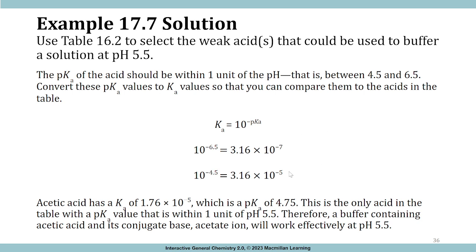Okay, so we got these values. They're 10 to the negative 5, 10 to the negative 7 here, and then times 3.16, which is that 0.5. We're going to look at that table, and acetic acid falls within that. So acetic acid is going to be okay. It's the only one on the table that's actually close. And so acetic acid is what we'll want to make this buffer out of, which is actually pretty convenient because that's basically vinegar.